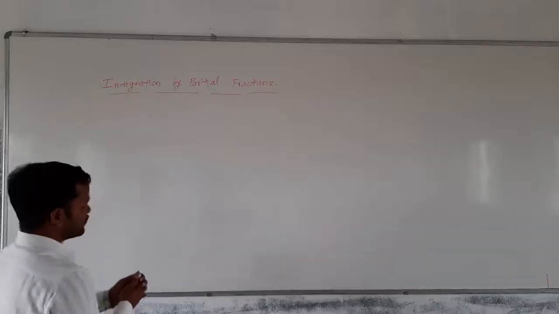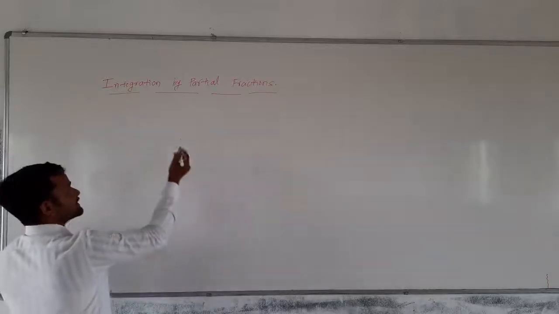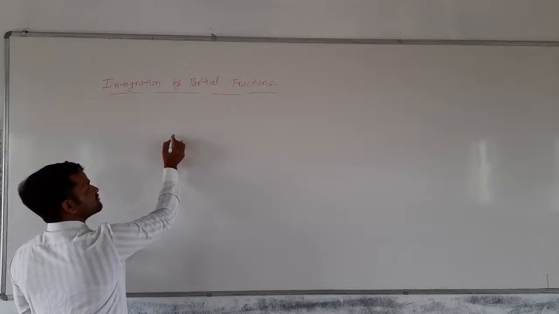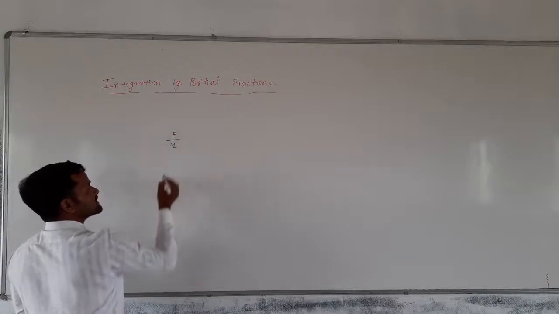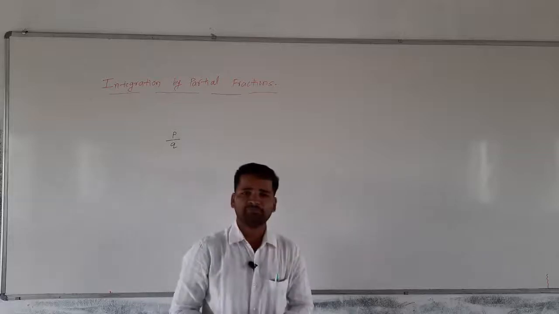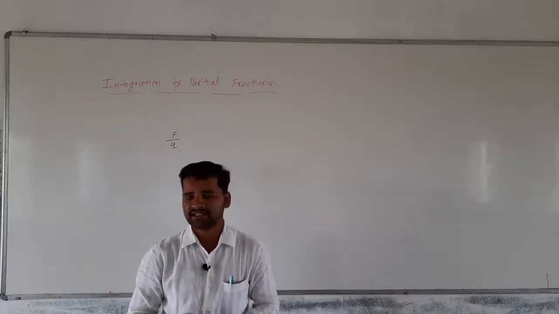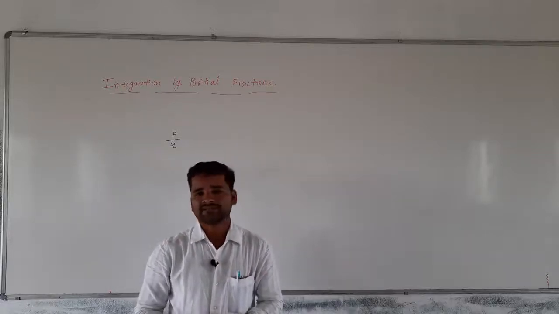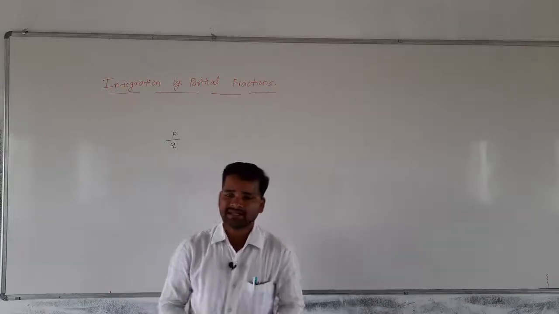Before that, I hope all of you know about rational numbers. What is a rational number? A number that can be written as p by q, where p and q are integers, is called a rational number. Otherwise, it will be an irrational number.